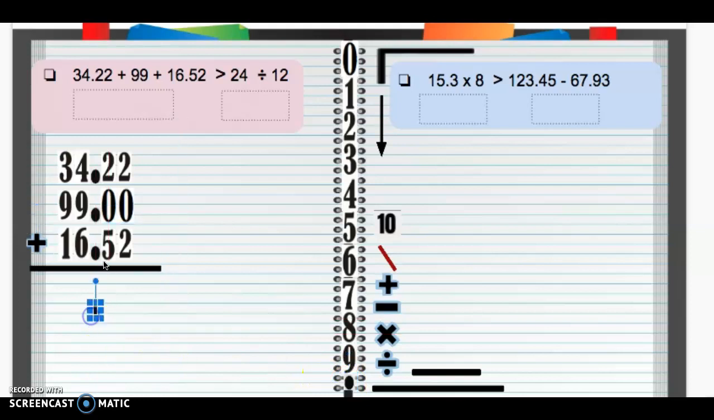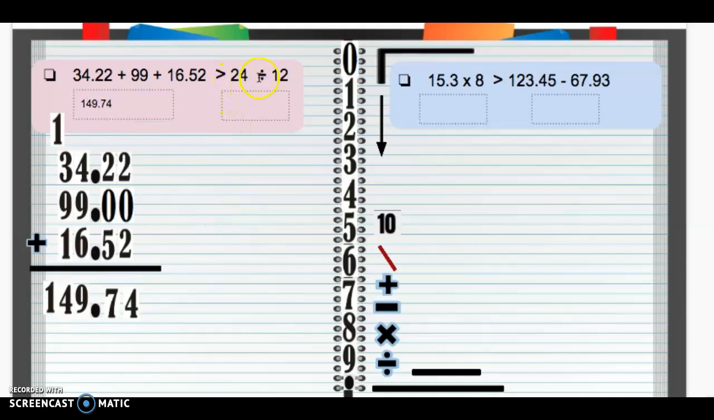Remember that? Okay, so we have 2 plus 0 plus 2, which is 4. Now we have 2 plus 5, 5, 6, 7. 9 plus 4 plus 6 is 19, and bring up my 1. 1 plus 3 is 4. 4 plus 9 is 13 plus 1 is 14. So I put my 4 and my 1. So I have 149 and 74 hundredths as my answer.